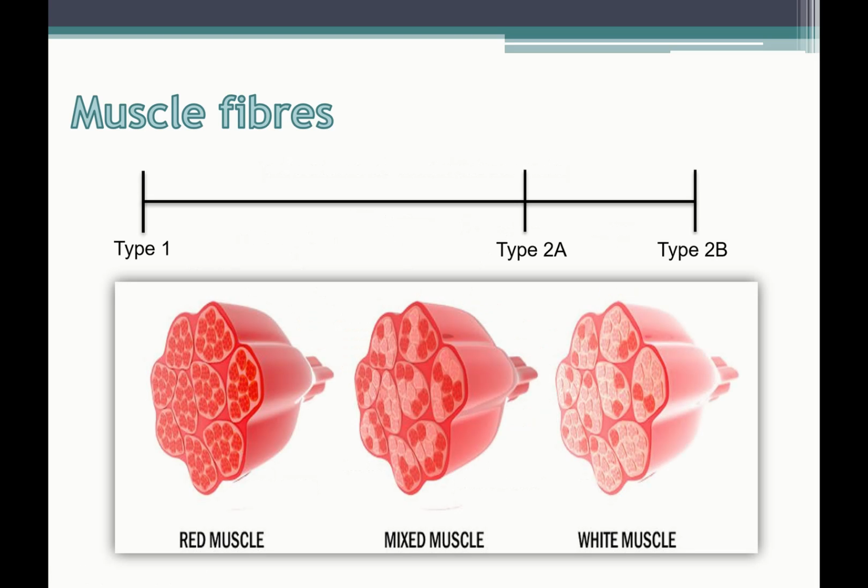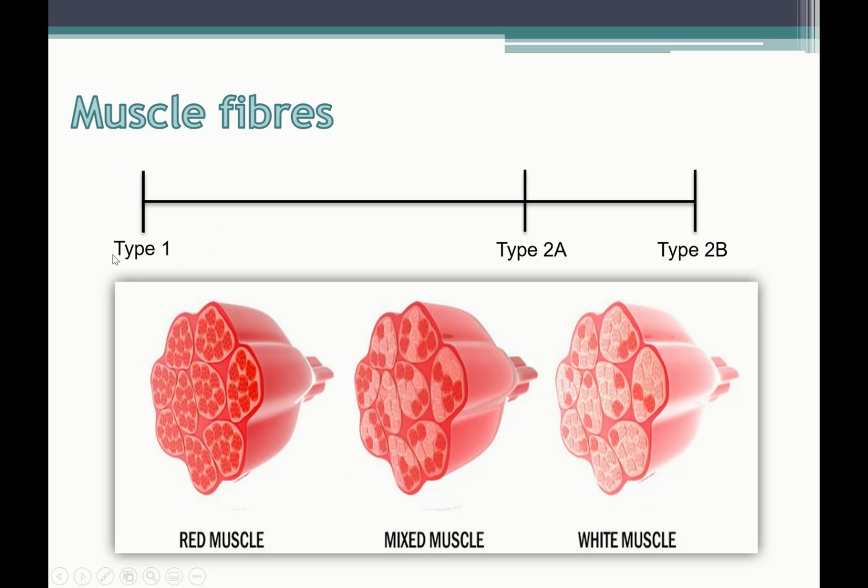Now, these are what are known as muscle fiber types, and we have 3 different muscle fiber types which you need to be aware of. First off, they are put into 2 categories, and these 2 categories are known as slow twitch fibers and fast twitch fibers. Now, the slow twitch fibers, these are known as the type 1 fibers. The fast twitch fibers are known as type 2A and type 2B.